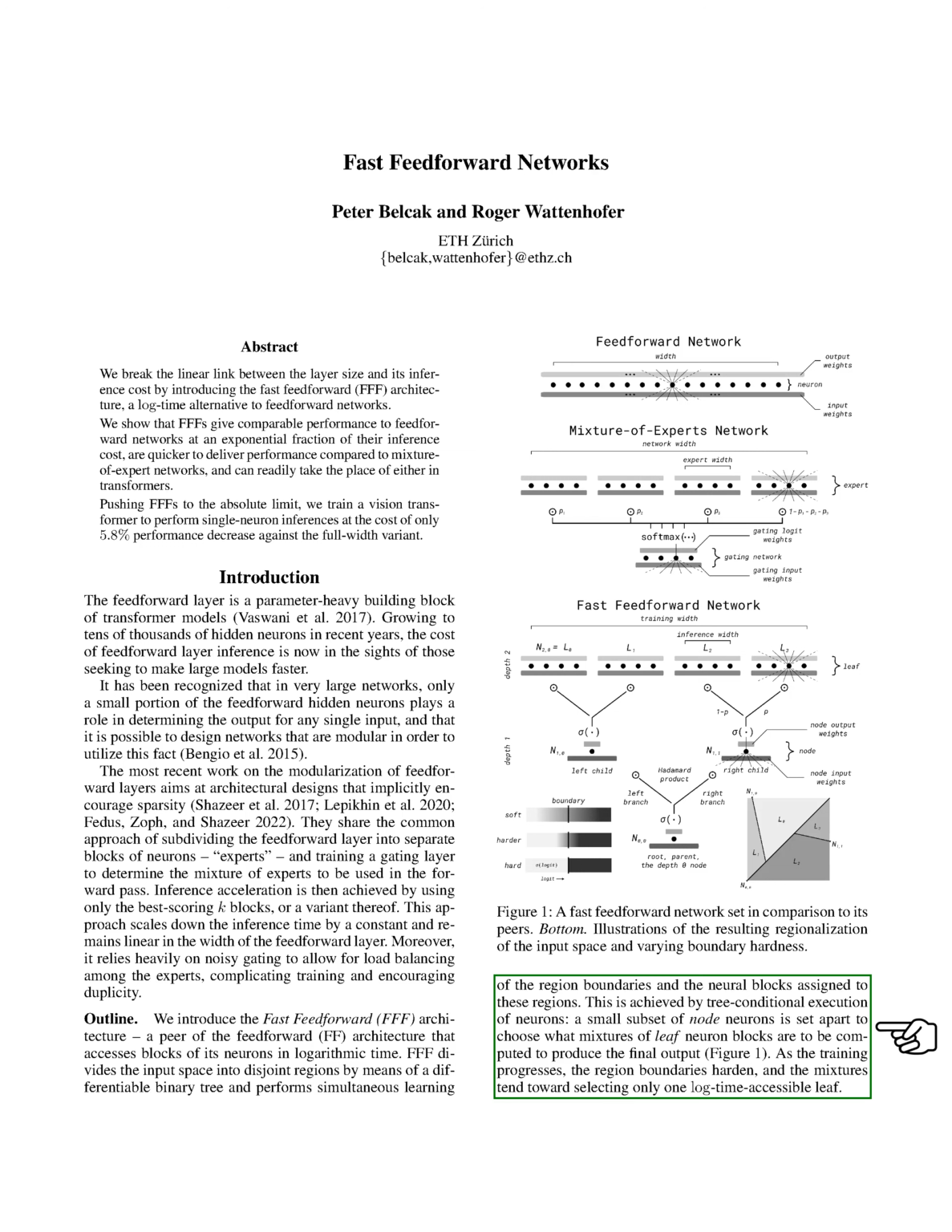A small subset of node neurons is set aside to decide which combinations of leaf neuron blocks should be computed to produce the final output. As training progresses, the region boundaries become more defined, and the mixtures tend to select only one leaf that can be accessed in log time.